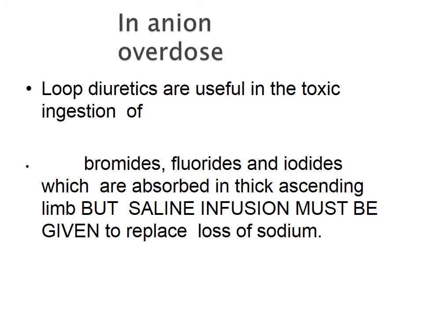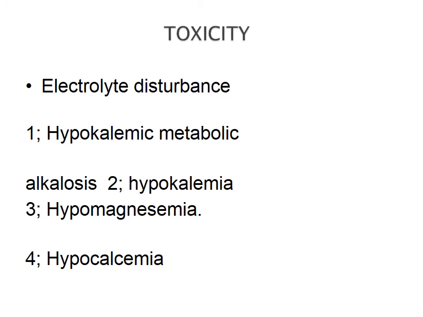In ionic overdose, loop diuretics are used in toxic ingestions of bromides, fluorides, and iodides, which are absorbed in the thin ascending limb, but saline infusion must be given to replace the loss of sodium. So basically you are removing those ions from the lumen of the nephron, and for that reason you are also removing the sodium along with them. So be aware that the patient can go into a low sodium state. To compensate for that, you have to give a continuous saline infusion so that the sodium levels can be maintained in the body.